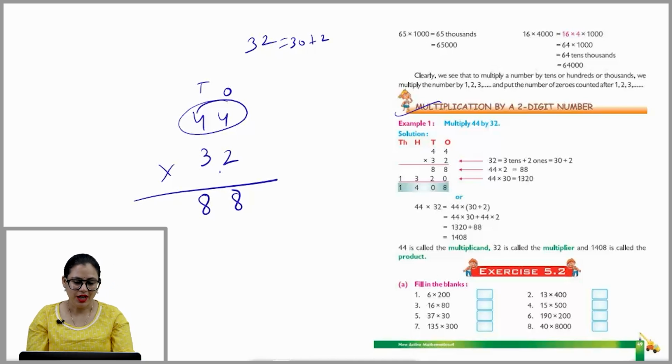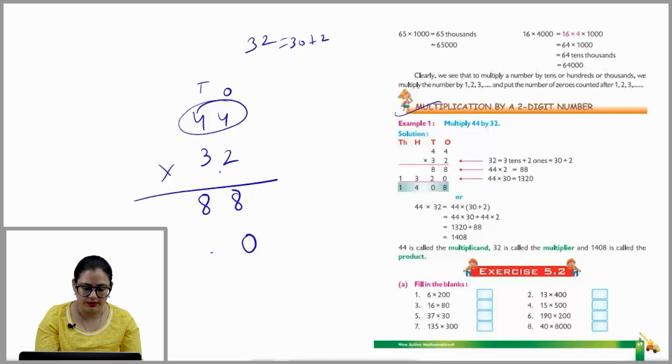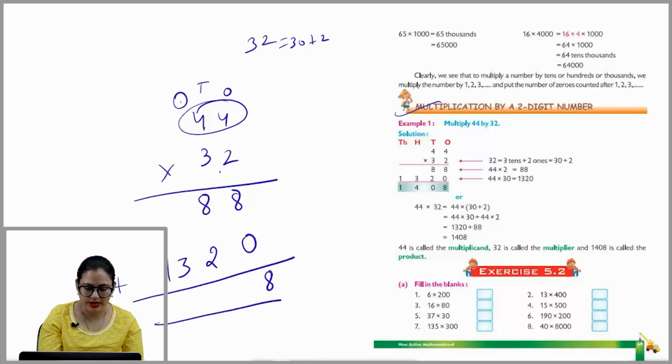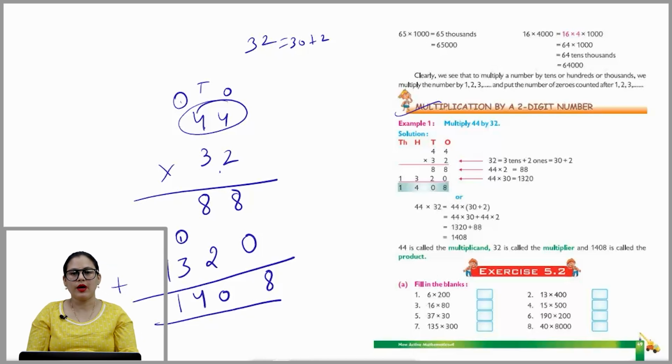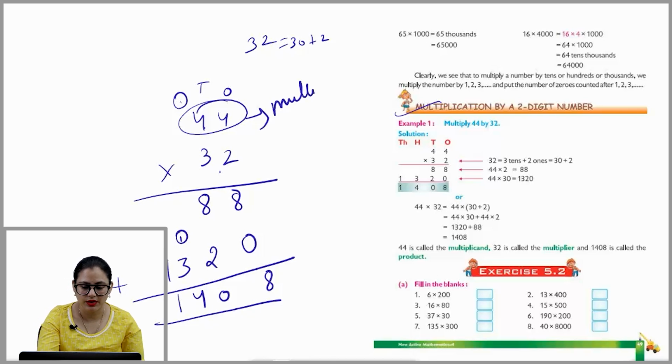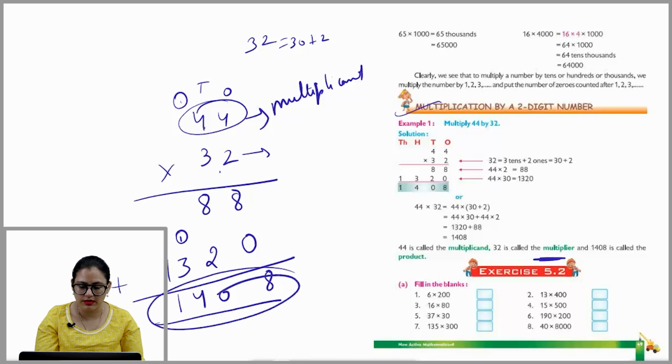So you will multiply. First you will put a 0 here because you have to multiply by 30. Then 3 4s are 12, 1 carry over, 3 4s are 12 plus 1, 13. Now you will add 8, 8 plus 2, 10, 1 carry, 3 plus 1, 4, 1. So 1408. 44 is called the multiplicand. And 32 is the multiplier, and this is the product.